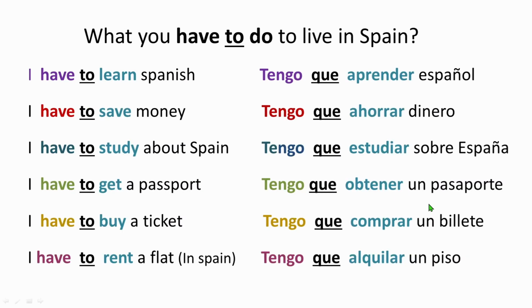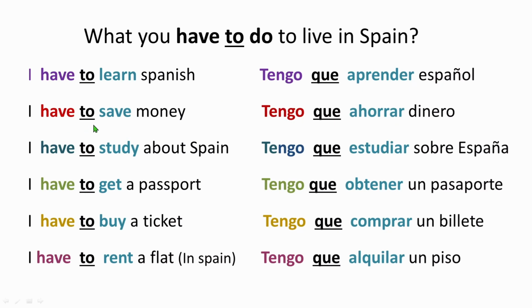Perfect. Now, let's see some situations, like if someone asks me, what do you have to do to live in Spain? Then I can make use of this thing that we just learned, and I can say, I have to learn Spanish. I need to learn Spanish. So I say, tengo que aprender español. Tengo is for first person, I have. Tengo que, to. Aprender is to learn. Español is Spanish.